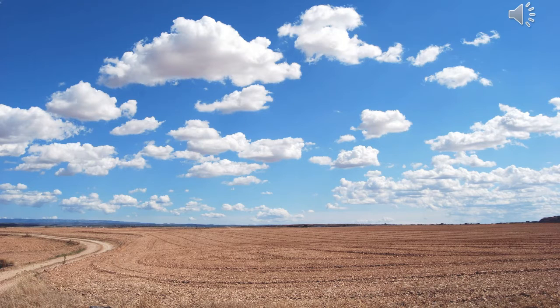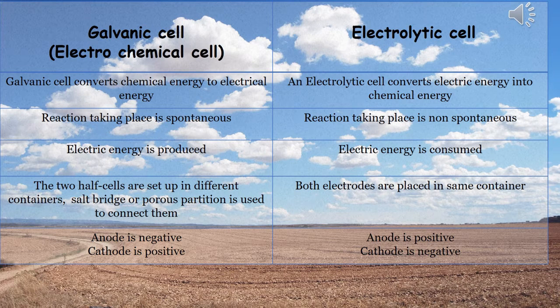What is the difference between a galvanic cell and an electrolytic cell? A galvanic cell converts chemical energy into electrical energy, whereas an electrolytic cell converts electrical energy into chemical energy. The reaction that takes place in a galvanic cell is spontaneous, whereas in an electrolytic cell, the reaction is non-spontaneous. In a galvanic cell, electricity is produced, whereas in an electrolytic cell, electrical energy is consumed.